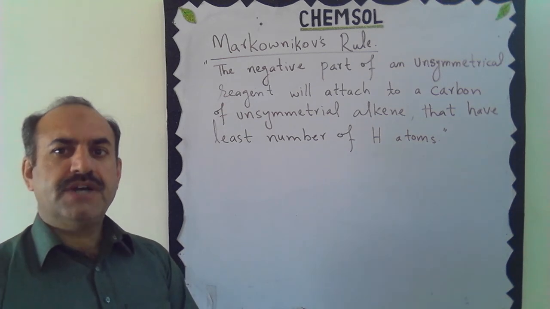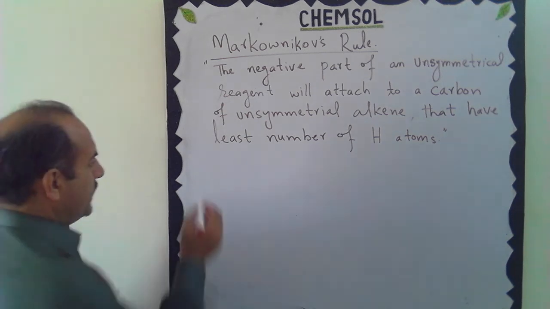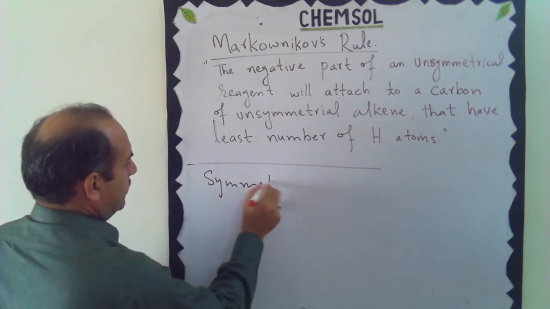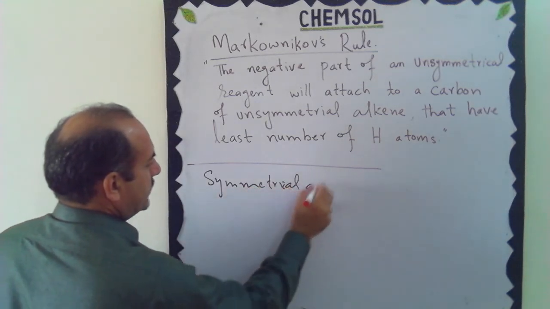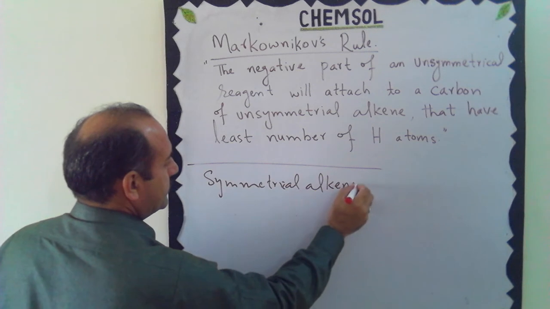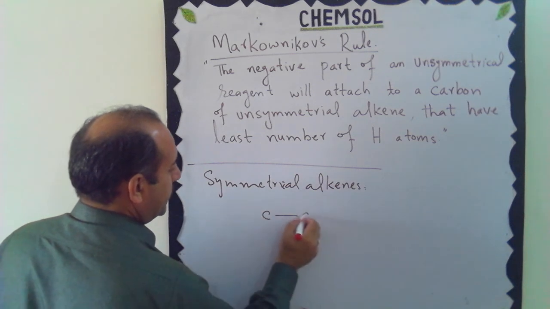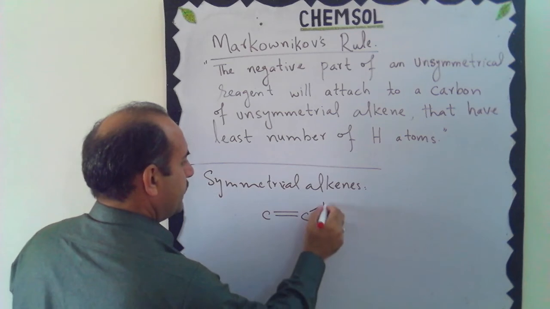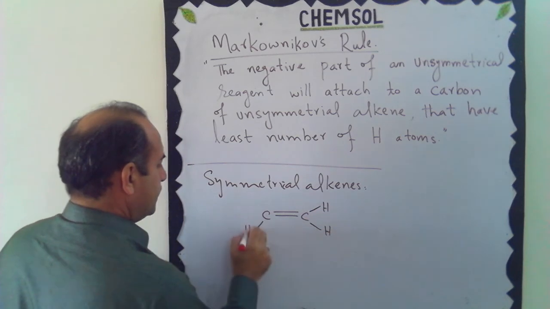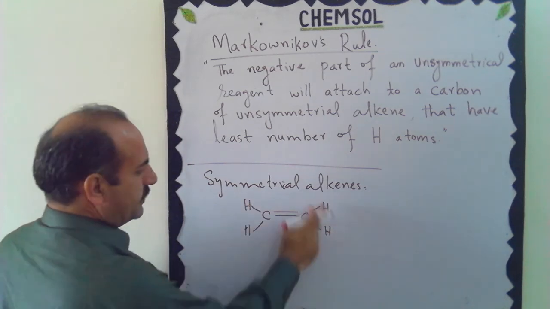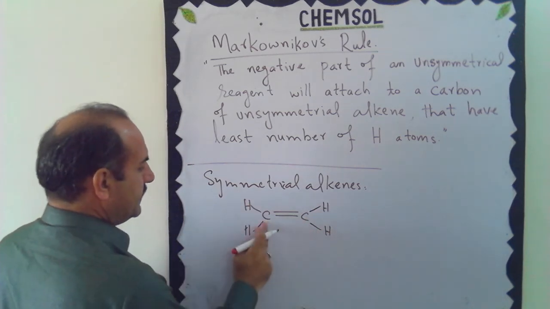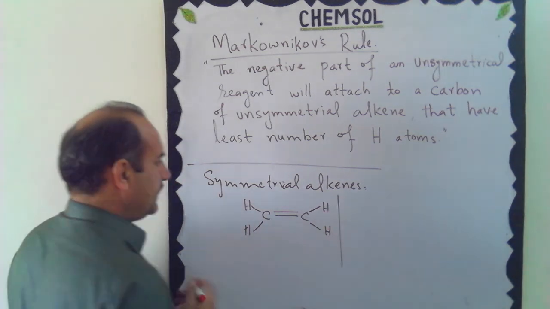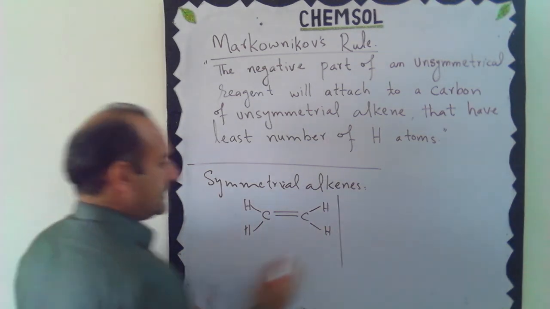Students, there are two kinds of alkenes. For example, symmetrical alkenes. What are symmetrical alkenes? These are those alkenes which have the same number of hydrogen atoms on both sides. For example, this is a symmetrical alkene because there are two hydrogen atoms on this carbon. Similarly, this carbon also has two hydrogen atoms. So this is a symmetrical alkene.